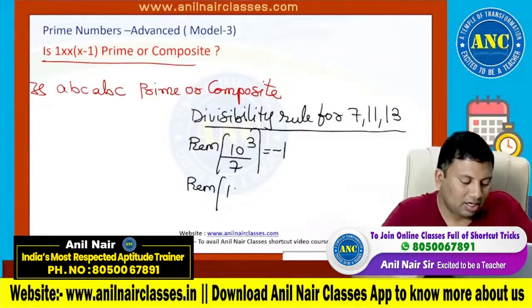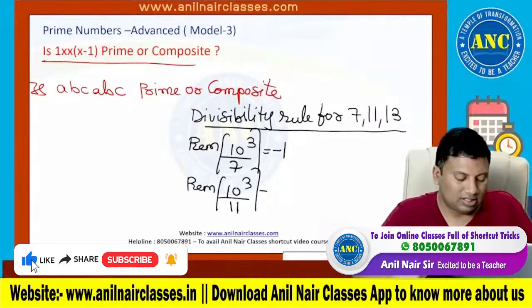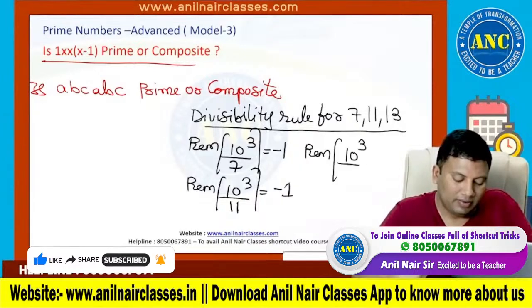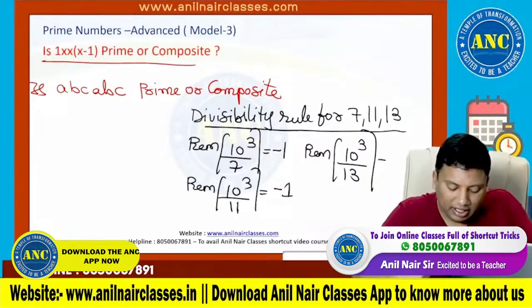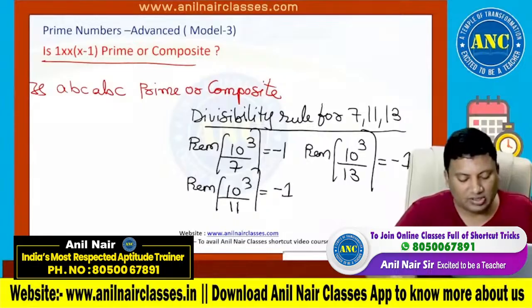Remainder when 10 cube is divided by 11: 11 ones are 11, the remainder is minus 1. Remainder when 10 cube is divided by 13: 13 ones are 13, minus 3 cube is minus 27, which gives 6 minus 1, a negative remainder.